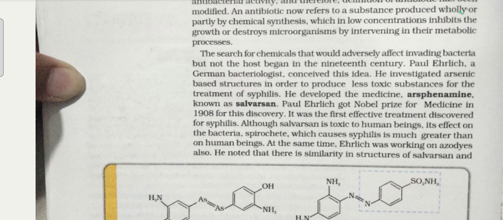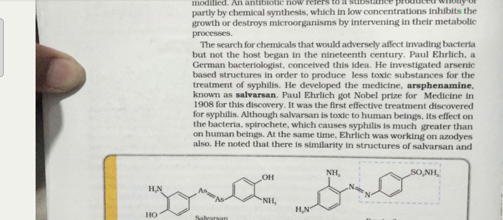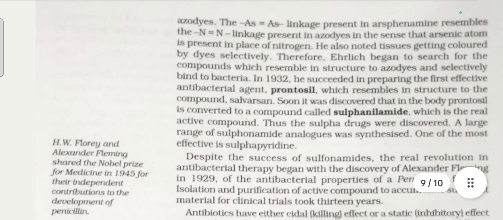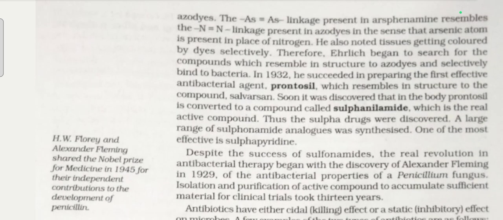Although salvarsan is toxic to human beings, its effect on the bacterium Treponema, which causes syphilis, is much greater than on human beings. At the same time, Ehrlich was working on azo dyes also. He noted that there is a similarity in structure of salvarsan and azo dyes. The arsenic double bond arsenic linkage present in arsphenamine resembles the nitrogen double bond nitrogen linkage present in azo dyes, in the sense that the arsenic atom is present in place of nitrogen.